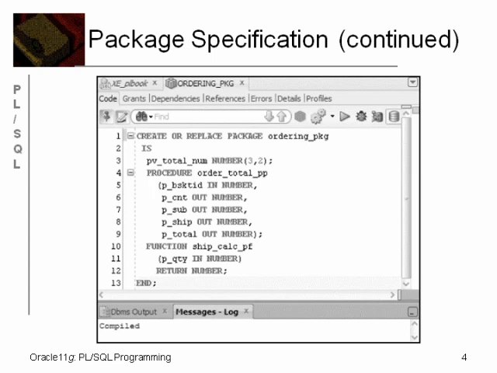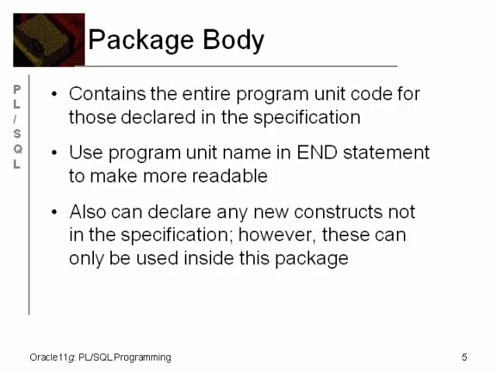Now, the next thing that a package needs is a package body. The purpose of the package body is this first bullet point. It contains the entire program unit code for anything that's declared in the specification. If it's in the specification, it must be in the body as well, as far as a program unit, like a procedure or a function. There can be variables that are mentioned in the package specification that are not in the body, but anything that is another program unit, like a procedure or a function, if it's in the package specification, it must be in the body. This is where the actual entire block goes.